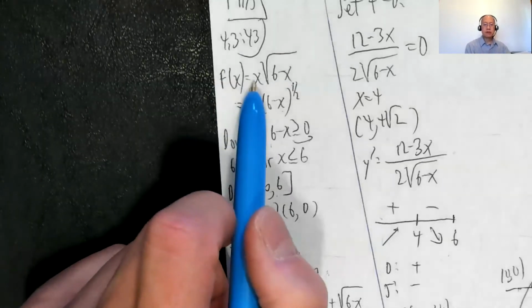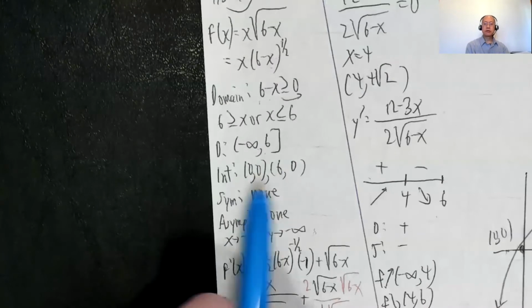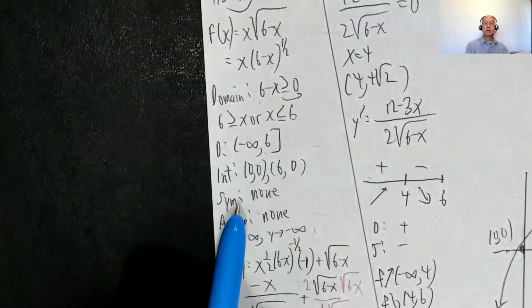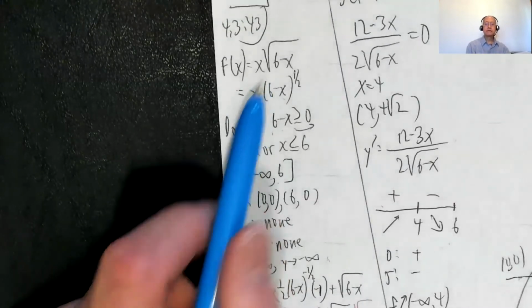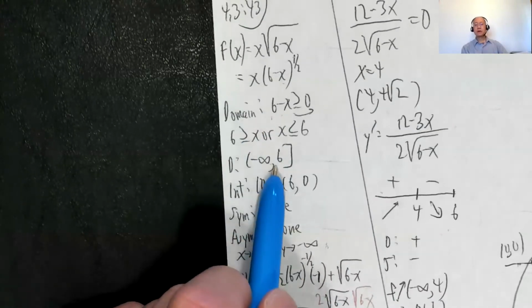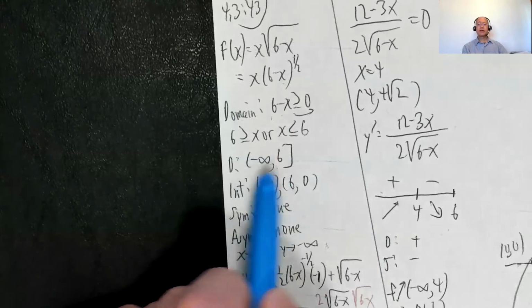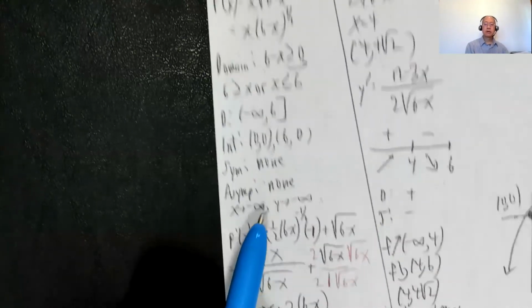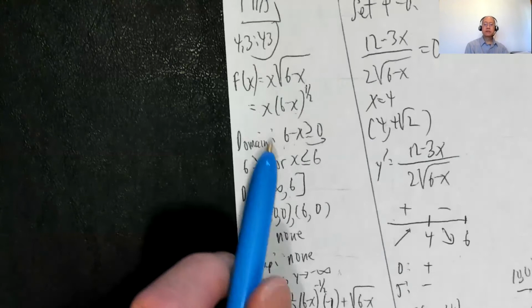Intercepts. How do I get 0? Well, 0 and 6. So 0, 0 and 6, 0. There's no symmetry. You can tell there's no symmetry just from the domain, right? You have a domain like that, you're not going to have symmetry. There are no asymptotes, looks like.